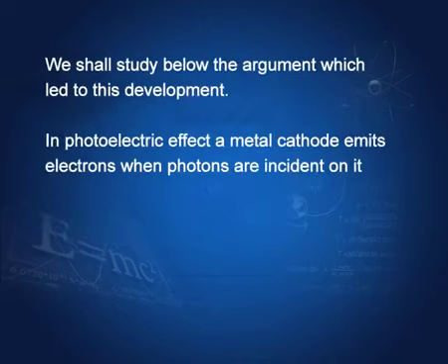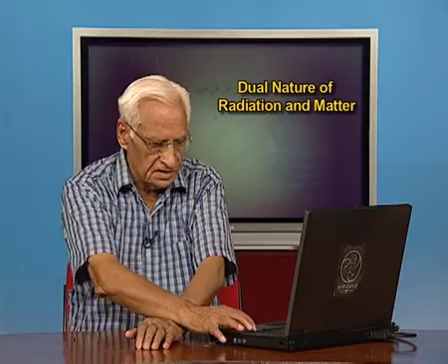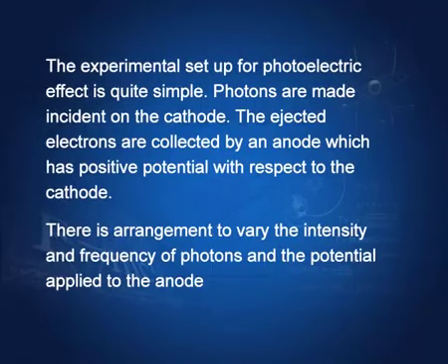We shall study below the argument which led to this development. In the photoelectric effect, a metal cathode emits electrons when photons are incident on it. This is a formal definition of the photoelectric effect. The experimental setup to observe the photoelectric effect is very simple.